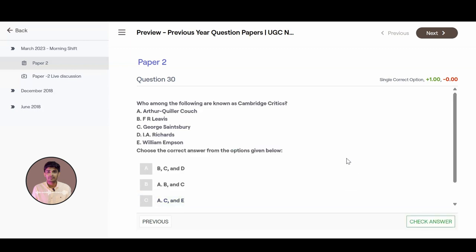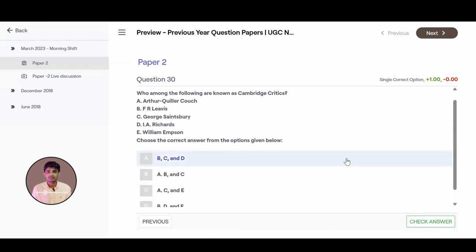All right. 30th question. Who among the following are known as the Cambridge critics? Arthur Couch, F.R. Leavis, George Saintsbury, I.A. Richards, and William Empson. You give C as the answer. Let's try with C.